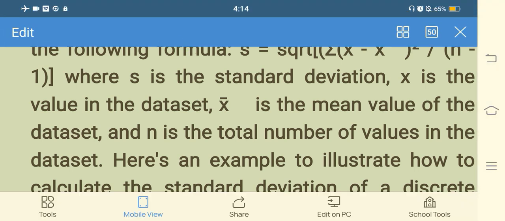Where s is the standard deviation, x is the value in the data set, x bar is the mean value of the data set, and n is the total number of values in the data set.